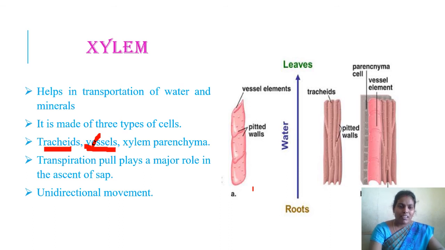In this way, transpiration pull plays a very major role in the ascent of sap. Here you have to know what is meant by ascent of sap. Ascent of sap means the upward movement of the water from the root system to all parts of the body. This happens because of transpiration pull.